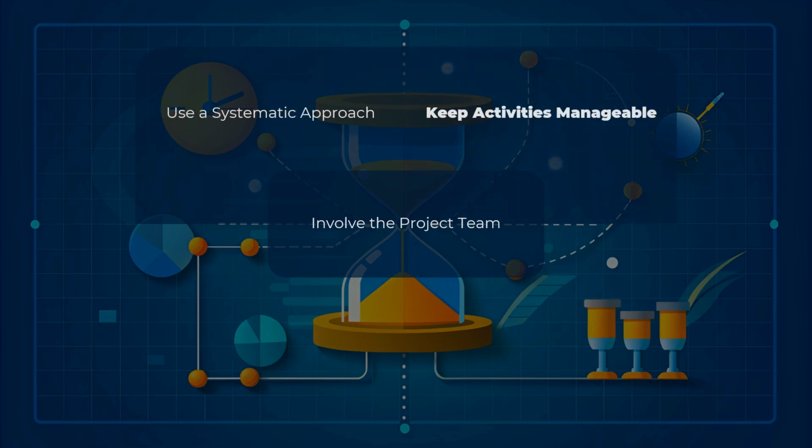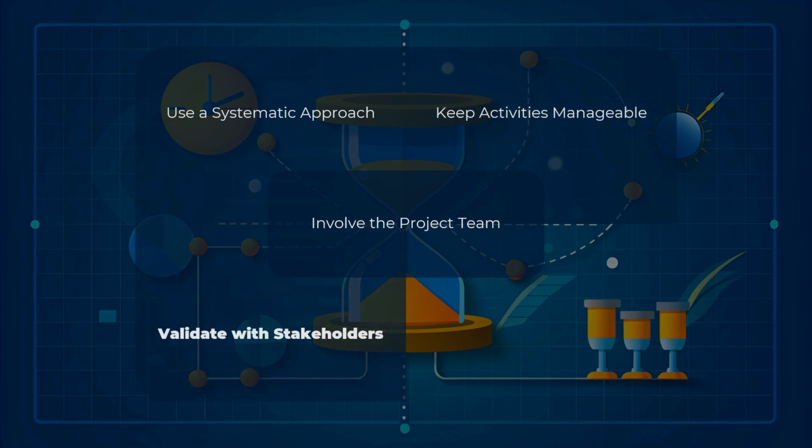It's important to keep activities manageable. Granularity: break down activities into manageable tasks that are small enough to estimate, assign, and track effectively. Avoid over-detailing: while details are important, avoid breaking activities down too much, which can lead to unnecessary complexity and micromanagement.